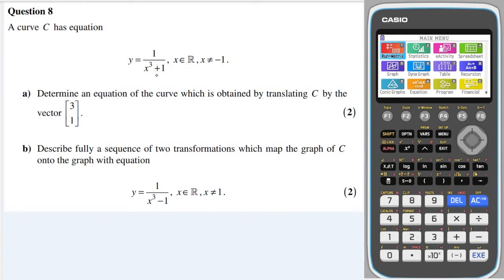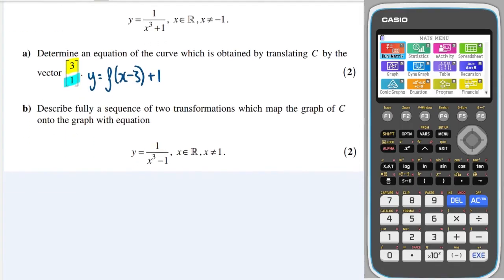Okay, question 8 is a graph transformation question, and it says that it has been translated by the vector (3, 1). So 3 means that I will need to do f of x minus 3. That's a shift to the right by 3. And 1 means it shifts up by 1, which means I'll need to add 1 to the function. So this is what I will need to calculate.